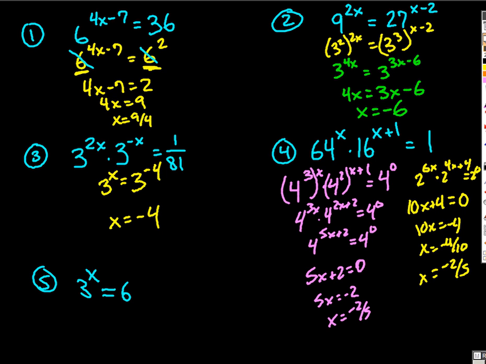All right, this last one. 3 to the x equals 6. What number can I raise to a power and get 3, and raise to another power and get 6? Well, there is none. 3 to the first power gives you 3. There's no other number I can raise to get 3. And 3 squared gives you 9, not 6. So right now, we can't do this problem.